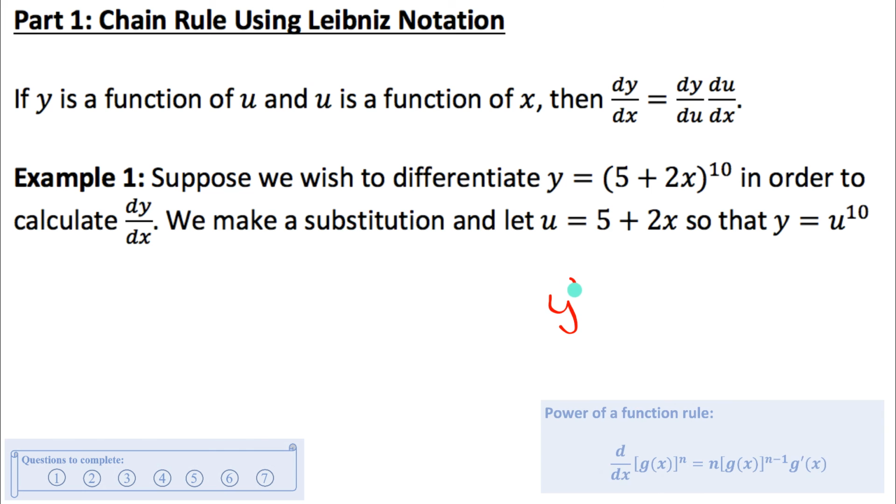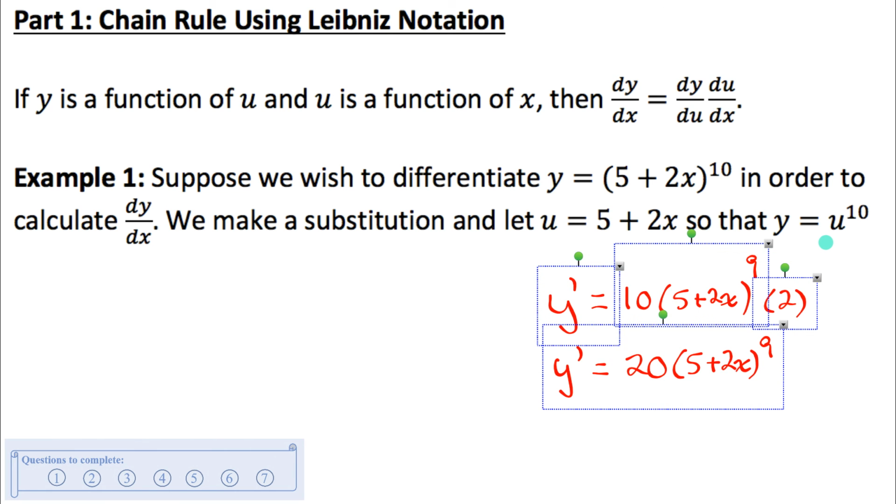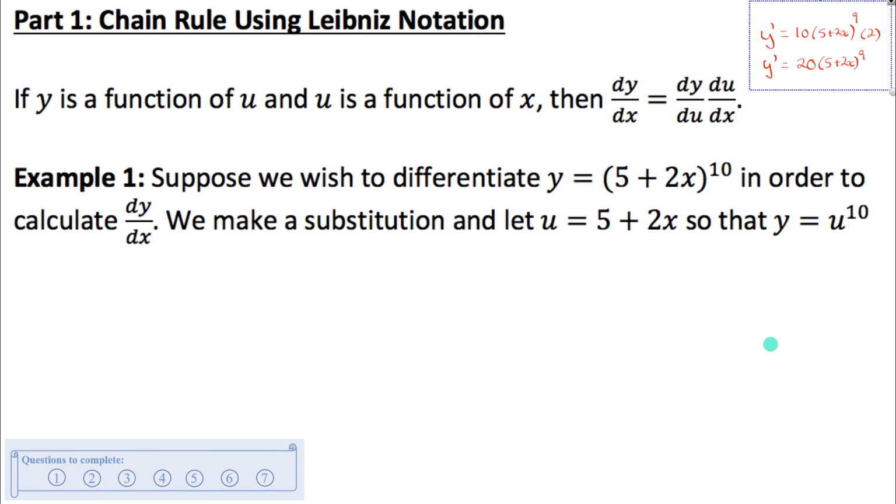And how we did that would be to differentiate the outside function with respect to the inside function. And that means bring the exponent down, keep the inside function exactly as it is, and reduce the exponent by 1. And then that needs to be multiplied by the derivative of the inside function. And the derivative of 5 plus 2x is 2. So our derivative, 10 times 2 is 20, so it would be 20 times 5 plus 2x to the power of 9. That's how we did it earlier in the course. I'm just going to move this off to the side so that we remember that answer.